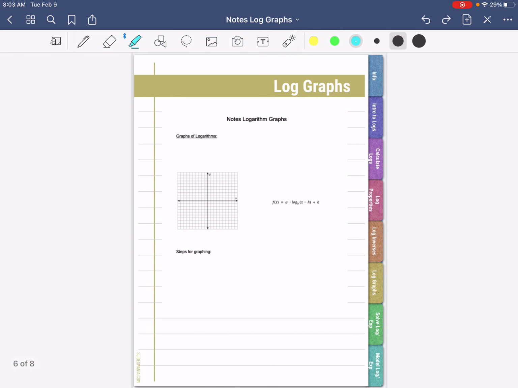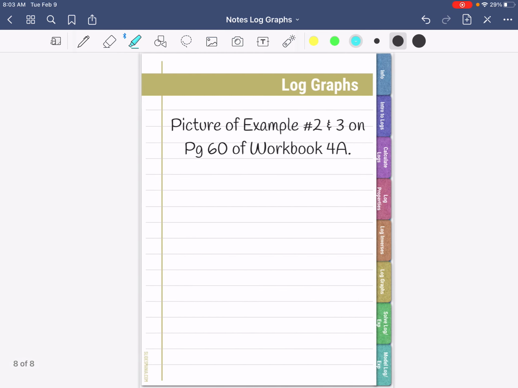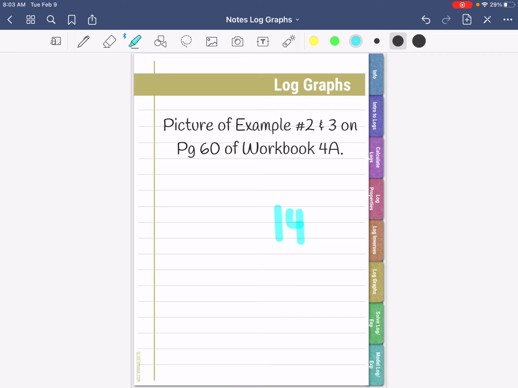All right, so this is going to go in on slide 12 for the notes. Example 1 goes on slide 13. Examples 2 and 3 go on slide 14. And the homework is on quizzes.